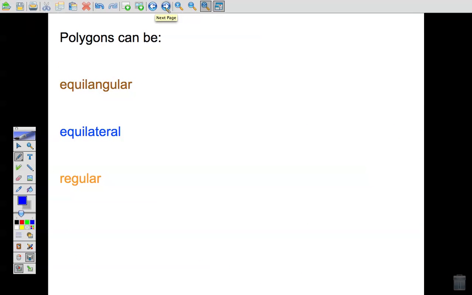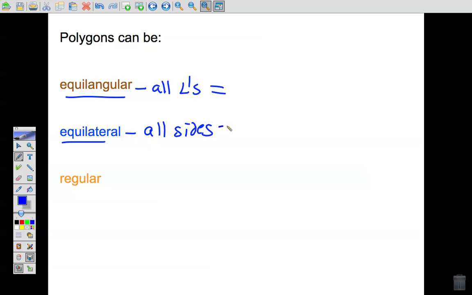All right, last thing. There's three things that polygons can be. They can be equiangular, meaning all angles are equal. They can be equilateral, meaning all sides are equal. Or they could be what we call regular, where all angles are equal and all sides are equal. So make sure you have this written down.